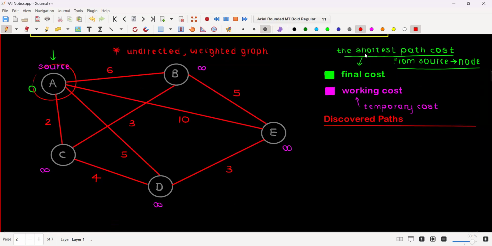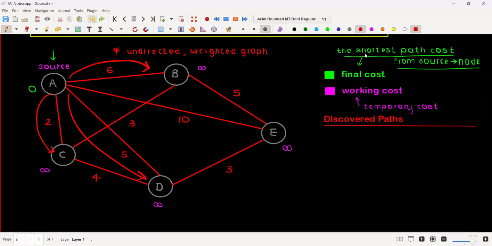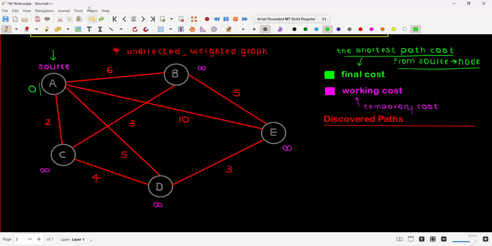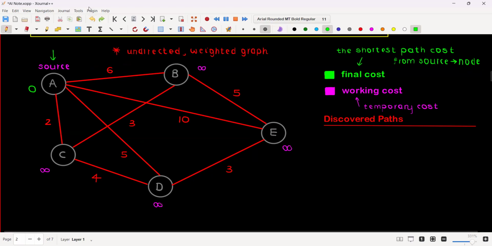Now we start off at the source. We look at what are the nodes that are neighbors of the source. In other words, what nodes are connected directly to the source. That is B, C, D, and E. What we then do is we calculate the cost to travel to those nodes from the source by adding the source's own final cost with the path cost to that node. So the source's own final cost is 0 because the cost to the source from the source is 0, right? And we add that with the path cost of 6. This makes 0 plus 6 a total of 6 to travel to B from A.